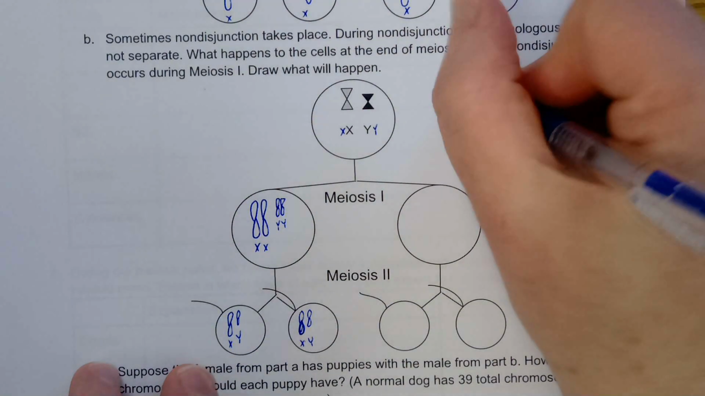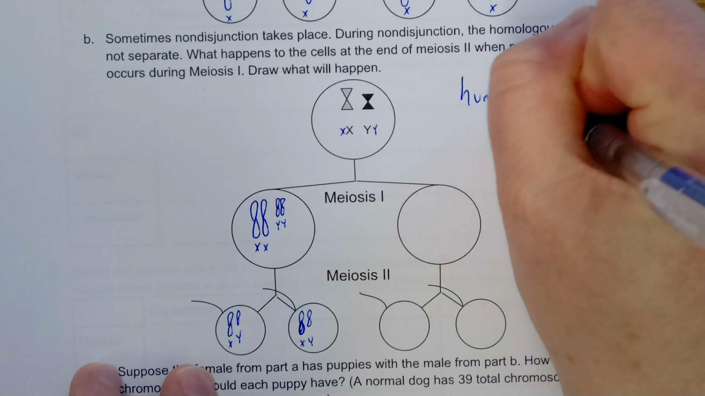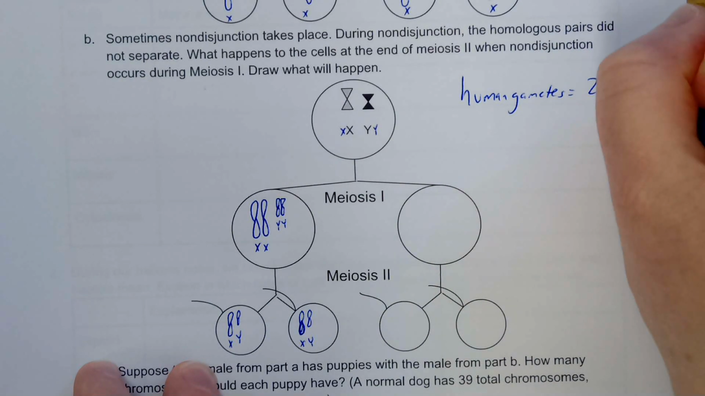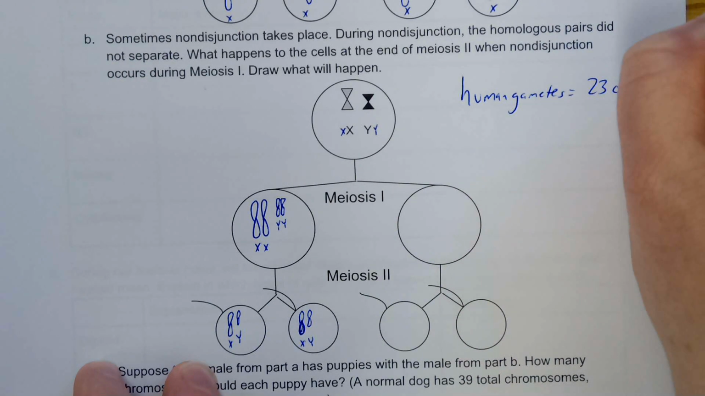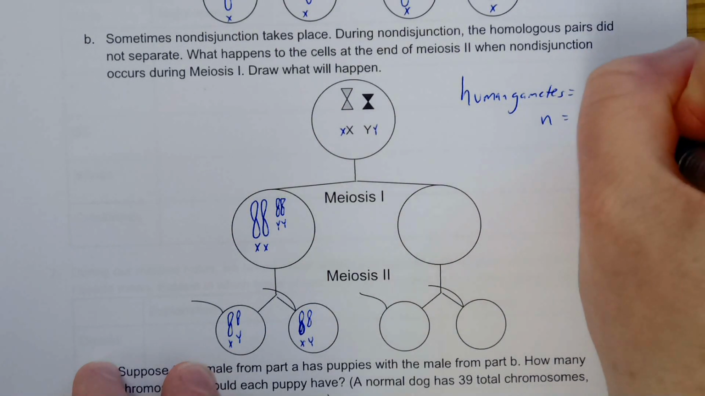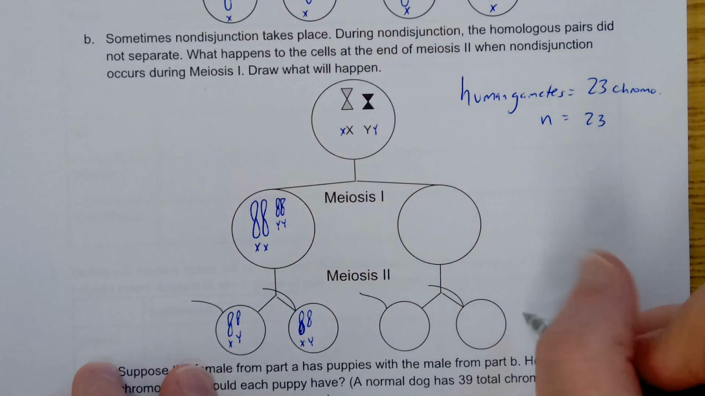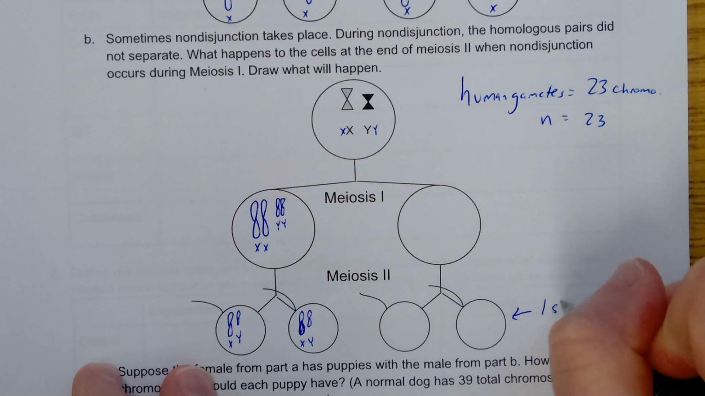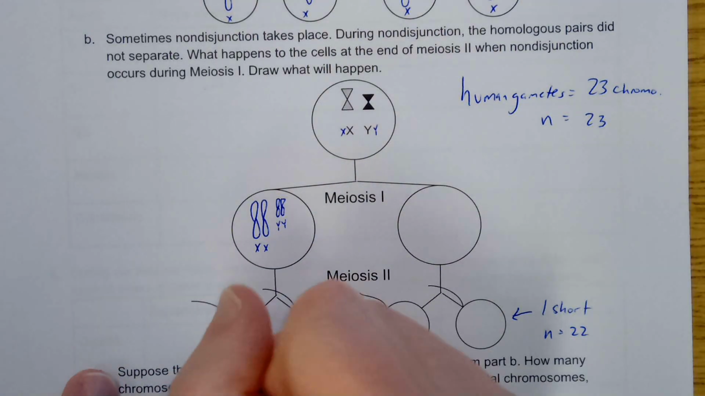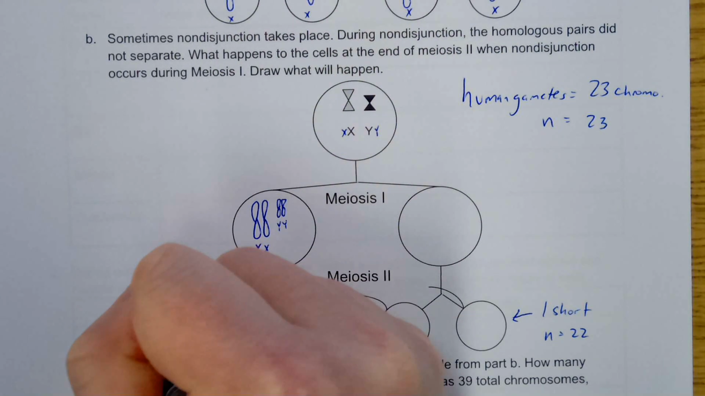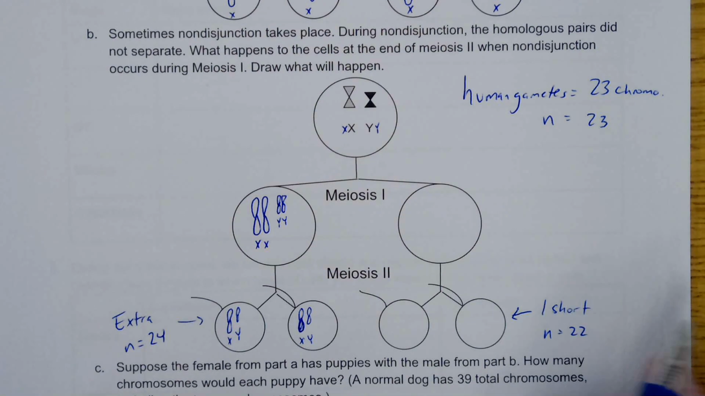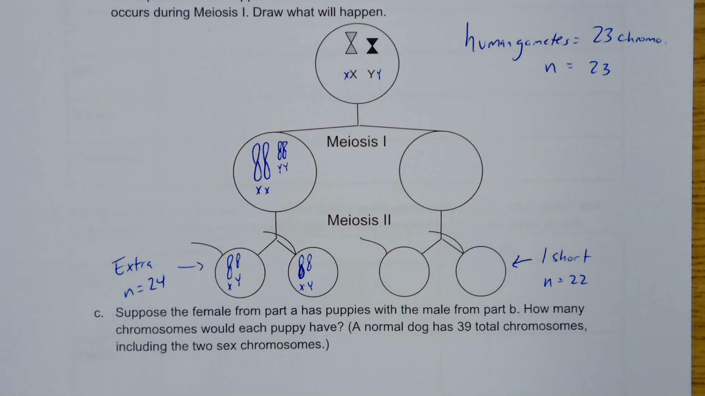So in human gametes, n equals 23 chromosomes. Okay, that's our N number, so N equals 23. In the case of this one, it's one short, so N equals 22. And over here, there's an extra, so N equals 24.